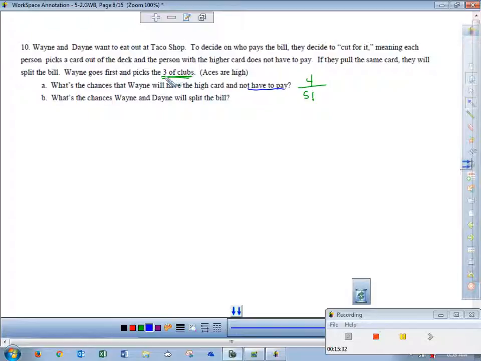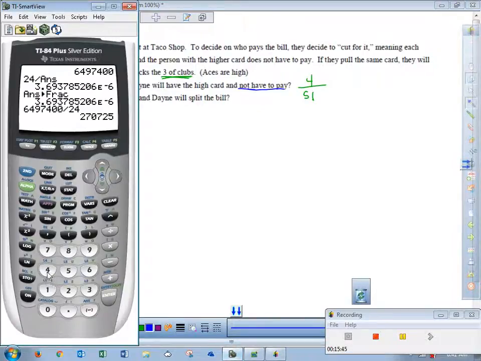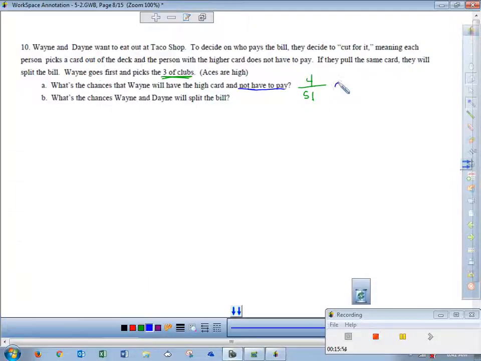Like we didn't pick the other 3s because there's 3 more 3s left. But if Dane pulls a 3, then they'd split the bill. So the chances of that is 4 out of 51, which let's see what that is as a percent. It's about 7.8%.